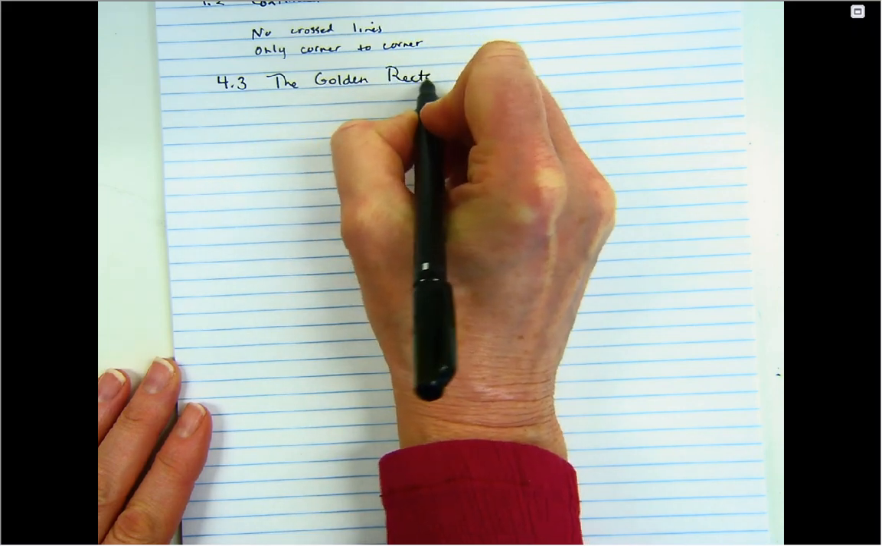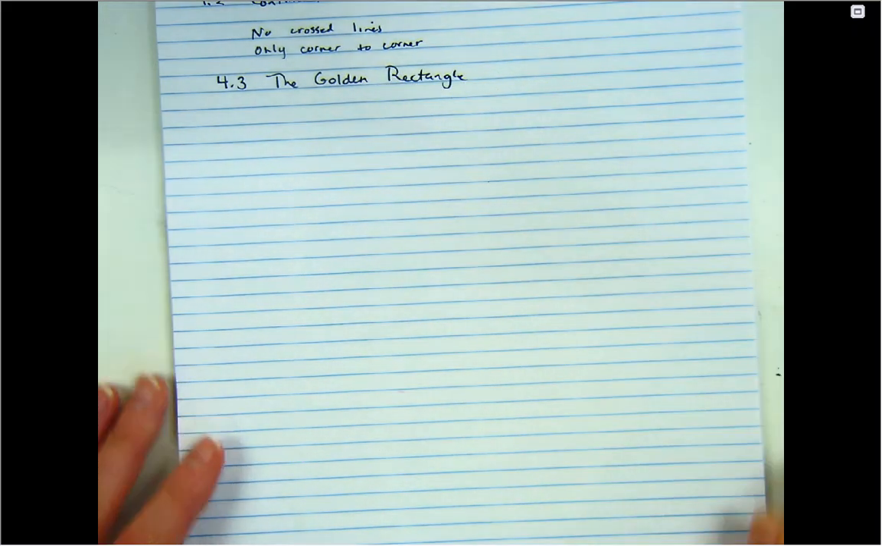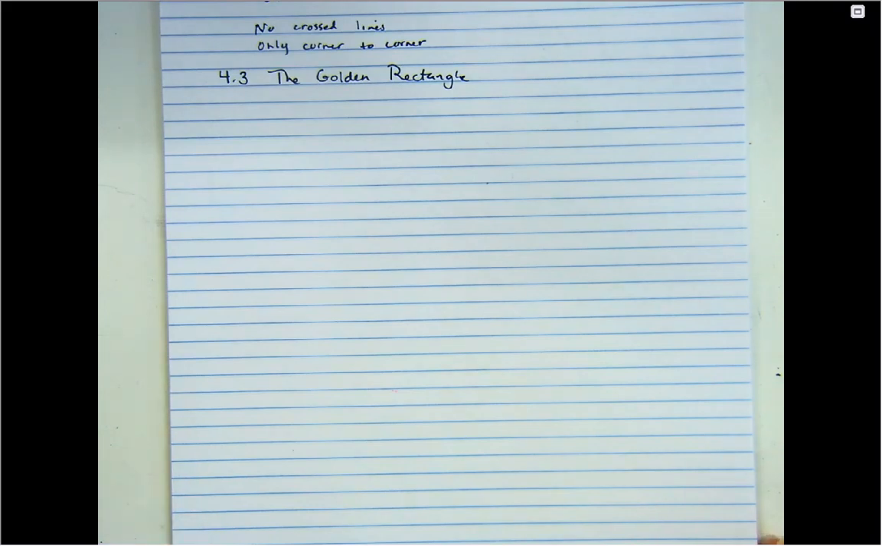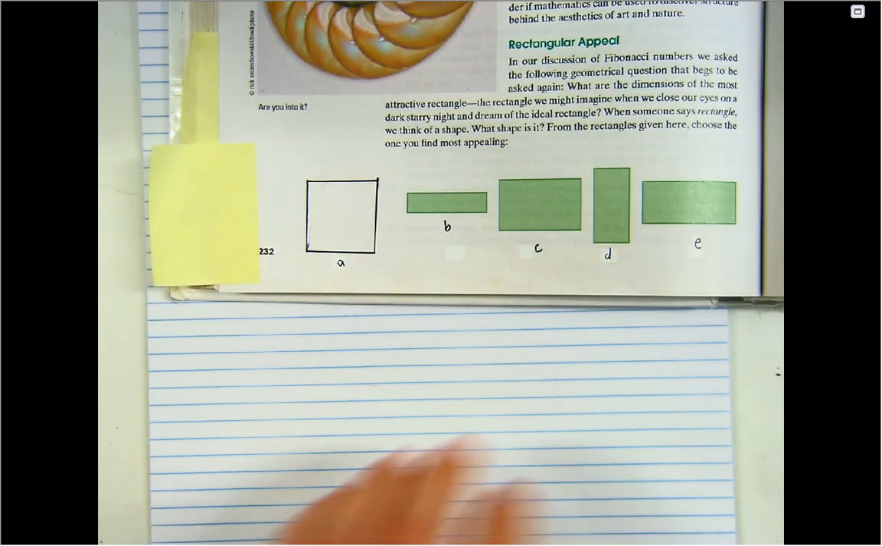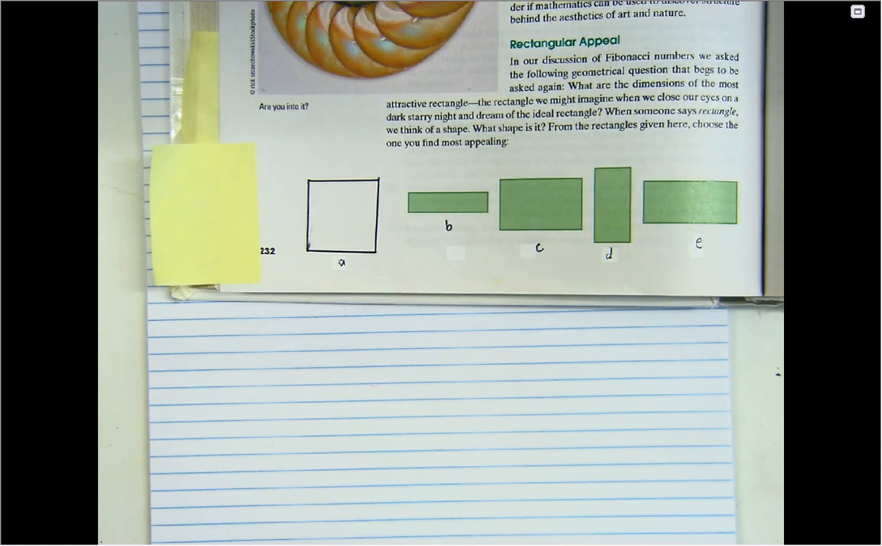Has anybody heard of the golden rectangle before? Your author calls it the sexiest rectangle. Okay, so I'm going to let you pick which one you think is the most attractive of all the rectangles on the list here. These are some rectangles your author provides, and I also put a square on there because some people like squares best.